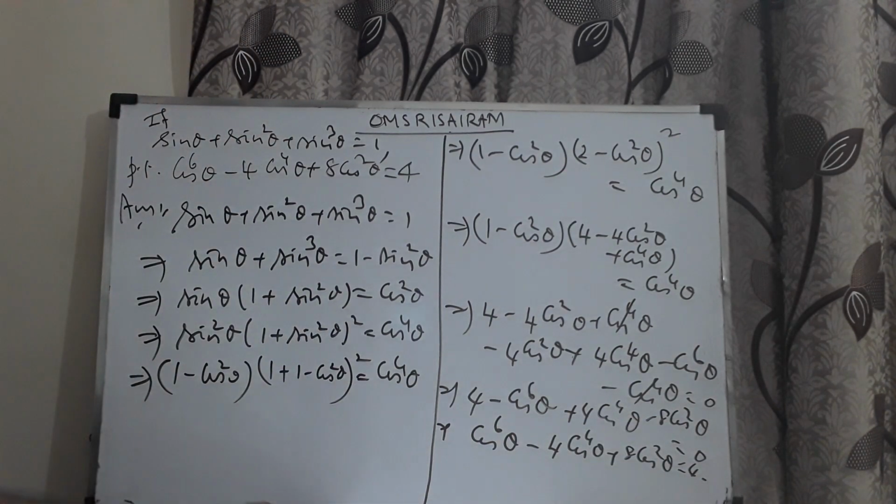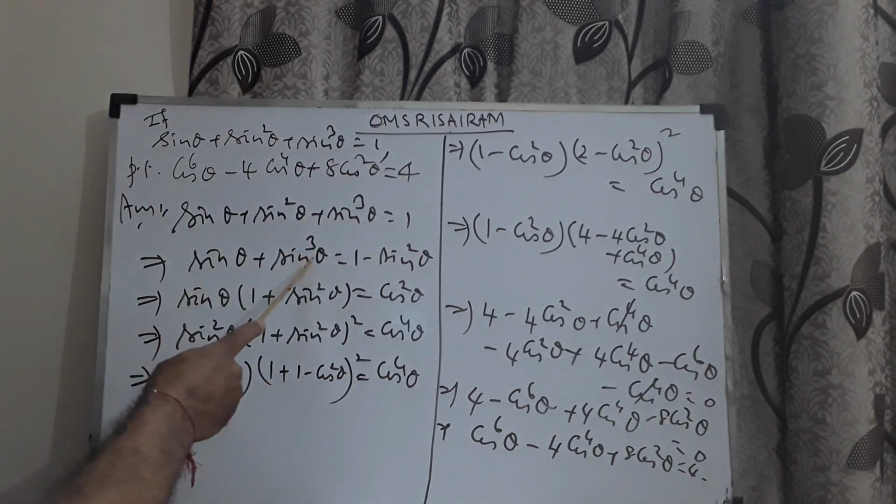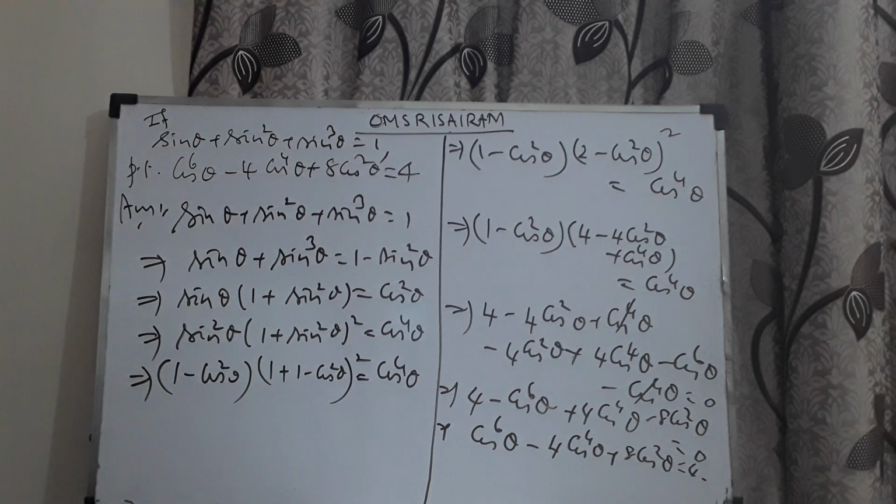It's a very simple result. It's not at all difficult. Just see here. Sorry, I'm not well. Just bear with me if I cough in the middle. Sin theta plus sin square theta plus sin cube theta is 1. Sin theta plus sin cube theta is 1 minus sin square theta. Sin theta into 1 plus sin square theta is cos square theta. Sin square theta into 1 plus sin square theta whole square is cos power 4 theta. I am taking square on both sides.